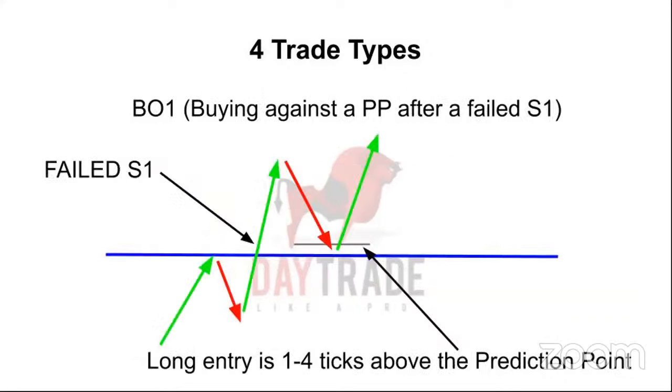So this is a breakout one. What we have is a failed S1. Over here we have an S1, it fails, and then it turns into a breakout one. So it's the same thing as an L1, except it's after a failed S1.